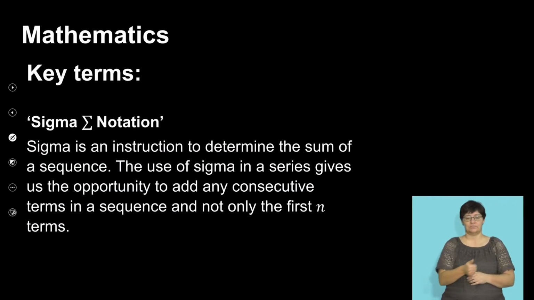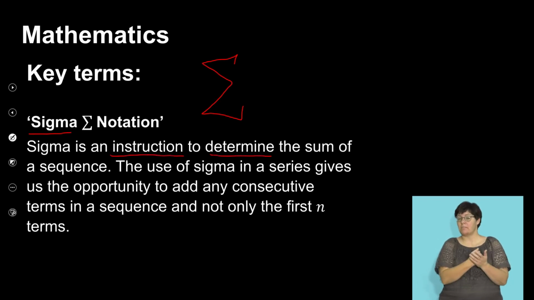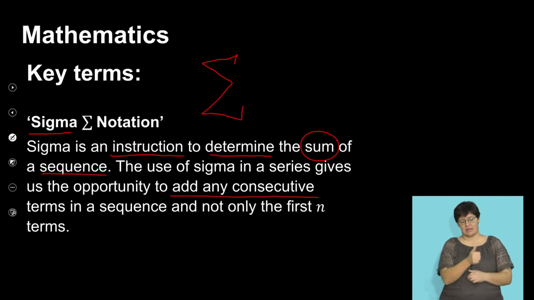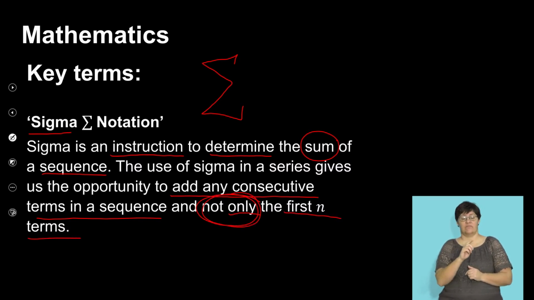So this is the main topic for today, our focus. We are going to be talking about sigma notation. What sigma is, it is this symbol. It's a weird looking E, but what it means, it is an instruction to determine the sum of a sequence. The use of sigma in series gives us the opportunity to add any consecutive terms in a sequence, and not only. So please remember, it's not going to only be the first n terms of a sequence.